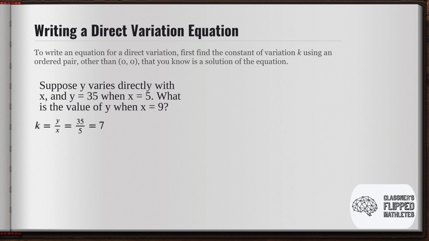So you can then write your direct variation equation. Y equals 7x. From here, we know x is equal to 9. So let's plug it in. Y equals 7 times 9, so y is equal to 63.